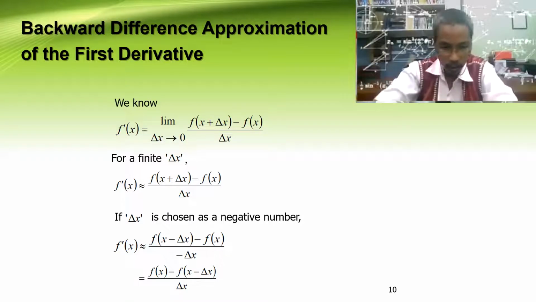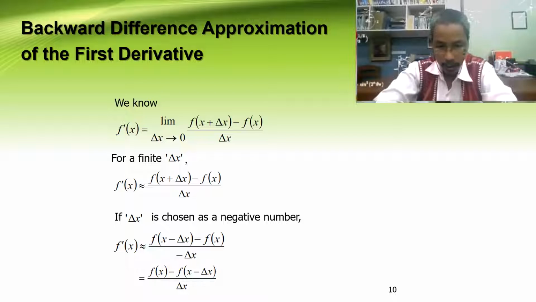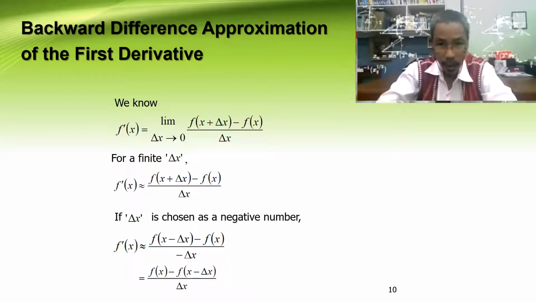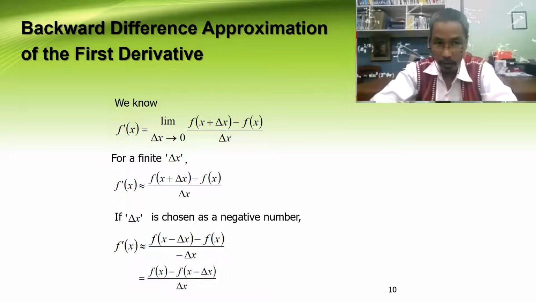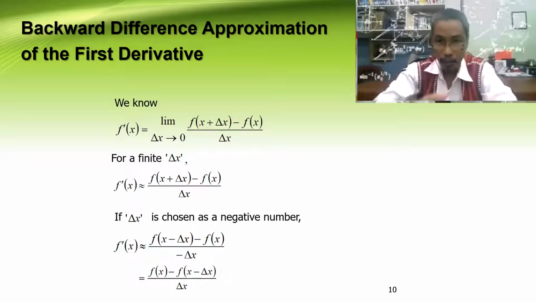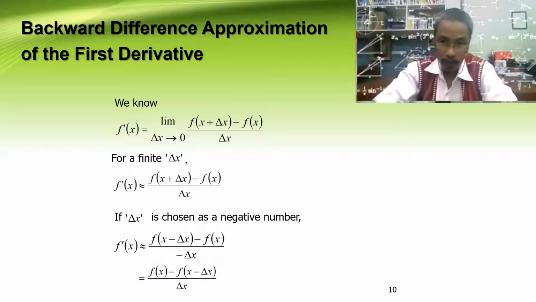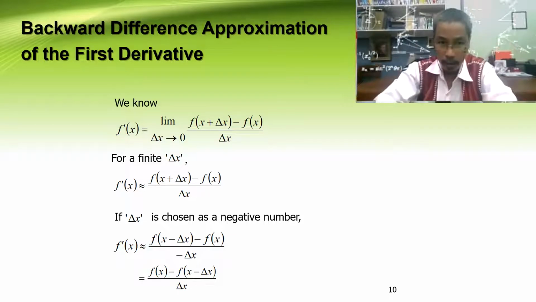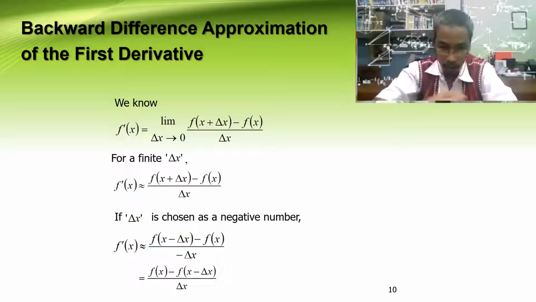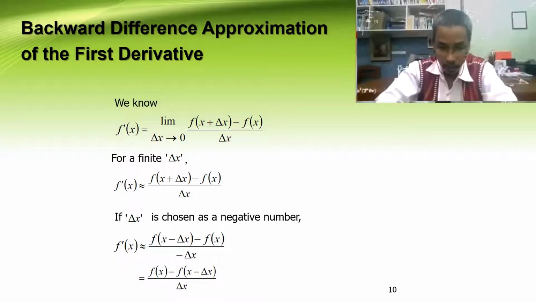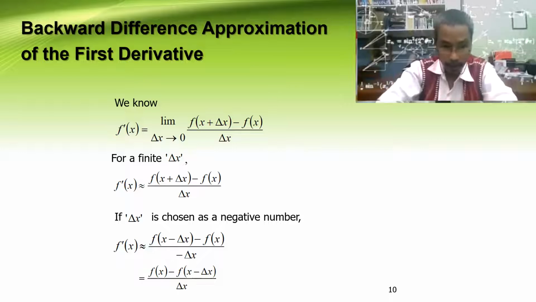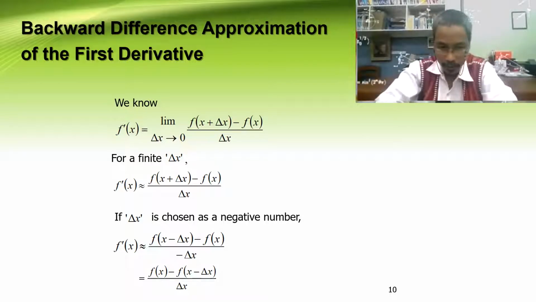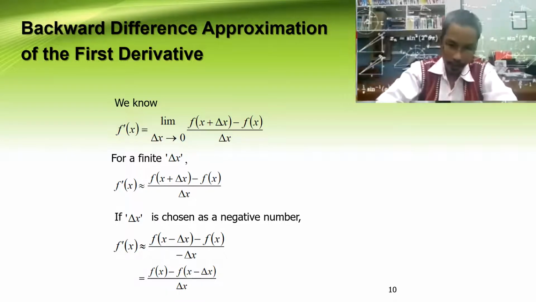So in this module, delta x is chosen as a negative number, meaning we are going backward. That's why this method is backward difference, in contrast to our preceding module, which is forward difference. So we'll use delta x here as negative. As you can see, our first derivative is now equal to [f(x minus delta x) minus f(x)] over negative delta x. Please take note of that.